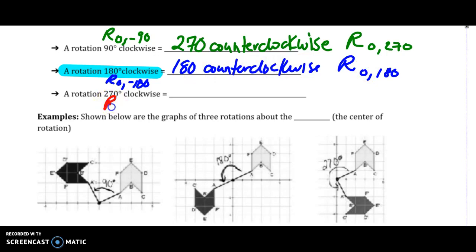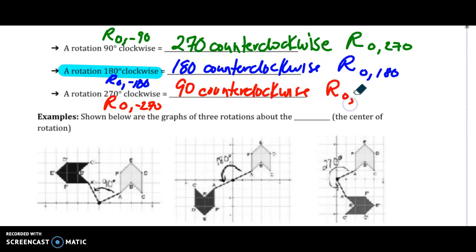So a rotation 270 degrees clockwise about the origin would be negative 270. That is equivalent to a 90 degree counterclockwise rotation about the origin. Again, capital R, lowercase o for origin, the point or center of rotation, 90 degrees.